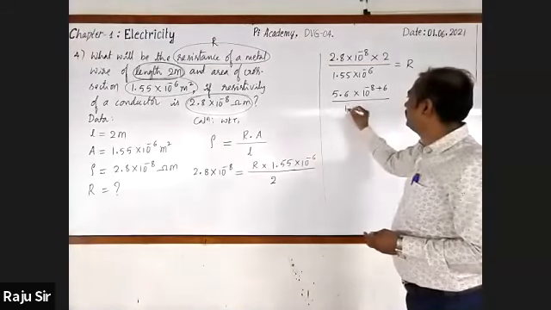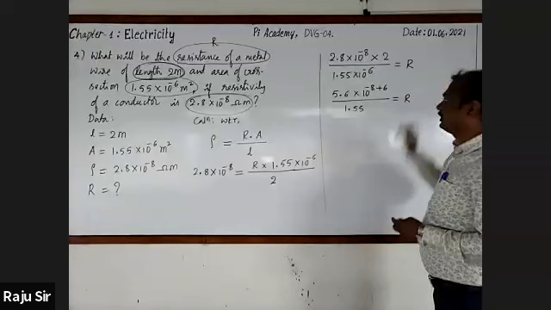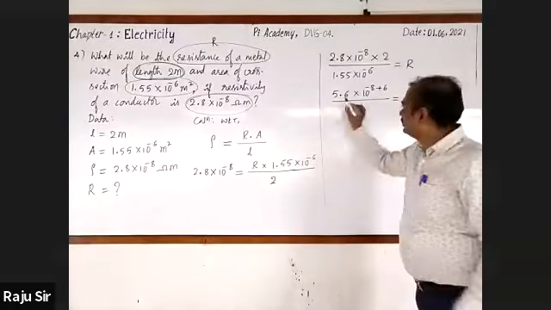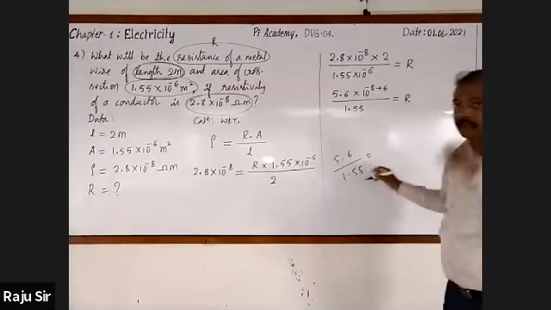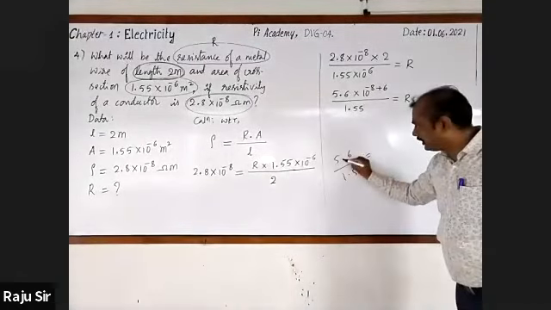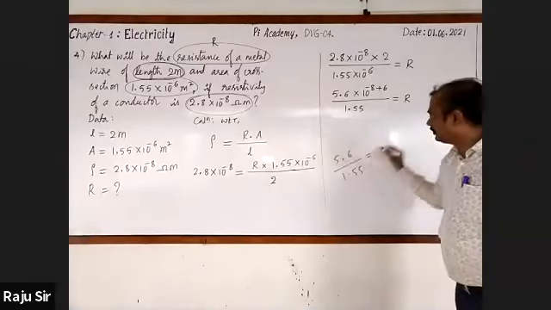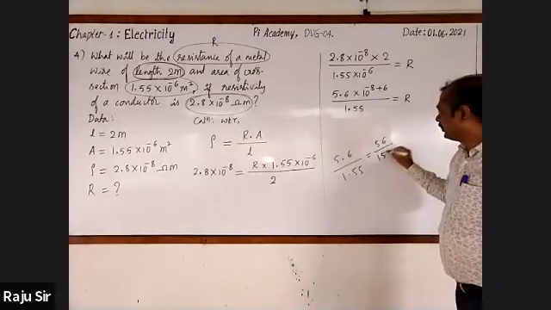Whole divided by 1.5 is equal to R. Then you can observe that here 5.6 is there, here 1.55 is there. You can write them as whole numbers. After the decimal, I'm going to convert these two numbers into whole numbers: 5.6 as 56, 1.55 as 155.